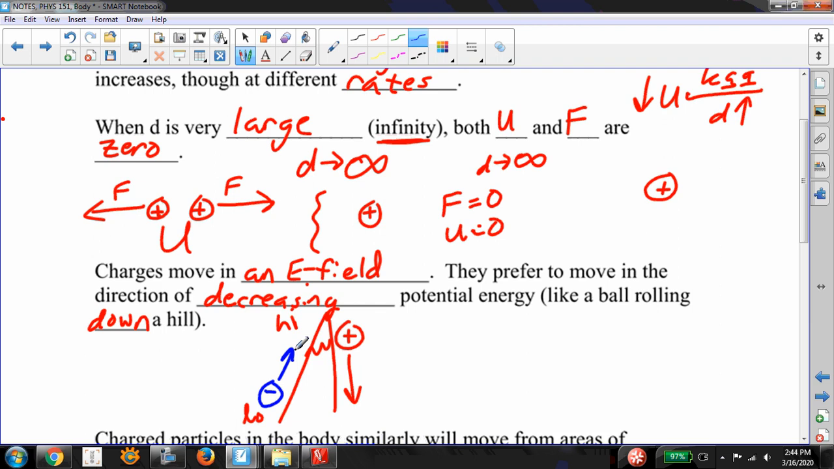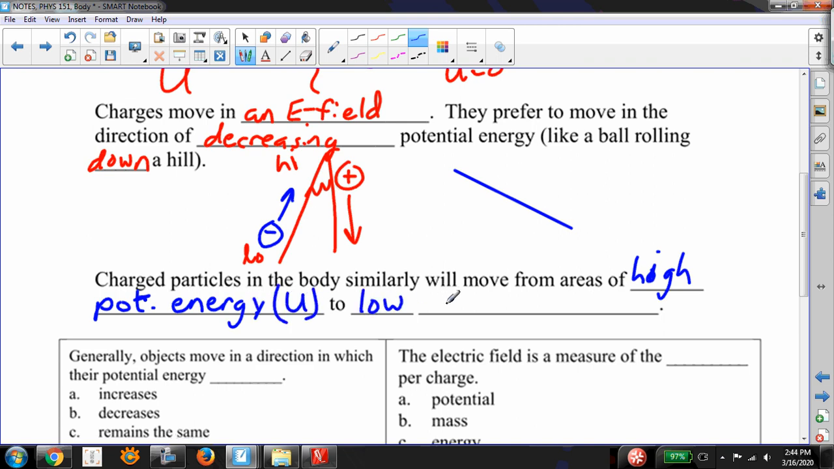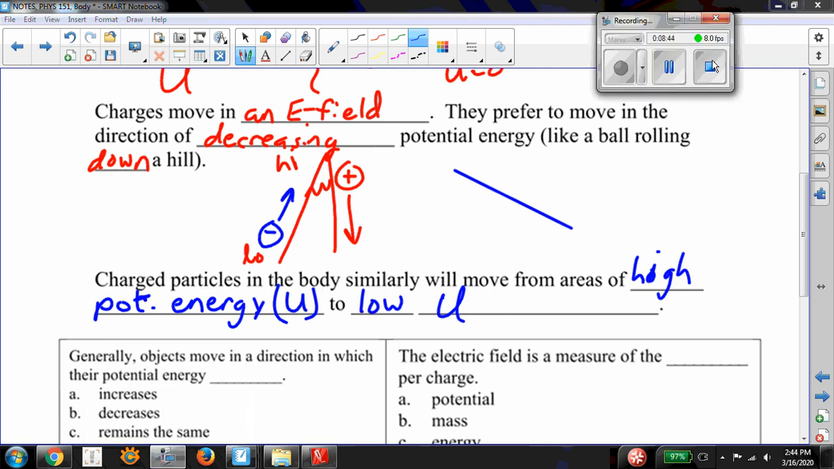Electrons do the opposite. Charged particles in the body similarly will move from areas of high potential energy to low potential energy. And we'll see that when we get into the cells. Well, we're not going into the cells, but we're going to begin talking about the cells. Okay, we'll stop there. We'll pick up with potential now.